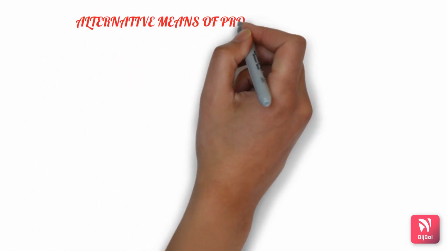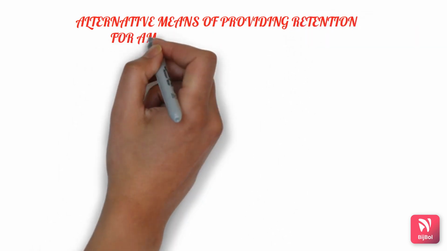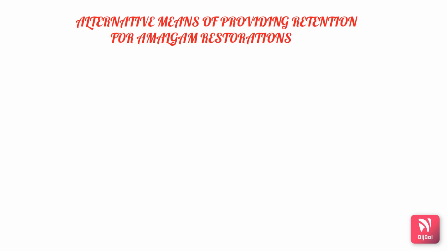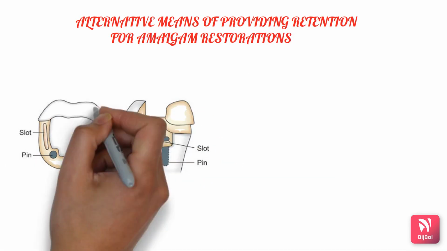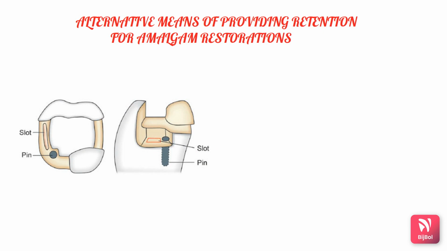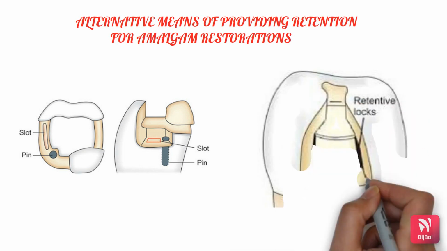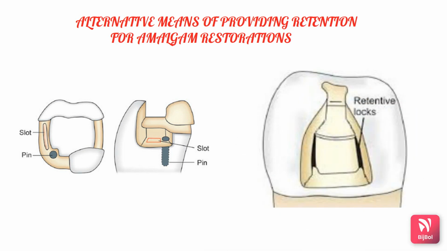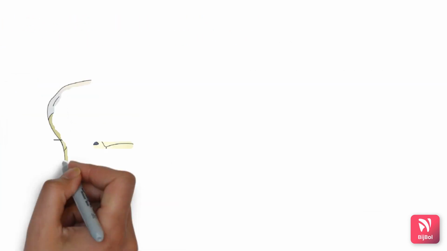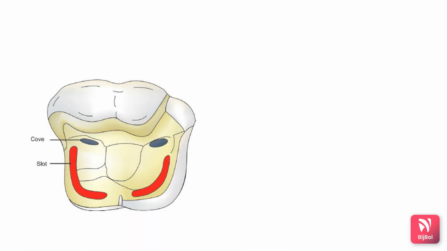Now we'll see the alternative means of providing retention for amalgam restorations. This helps in enhancing the retention of the amalgam. That includes slots, which are retention grooves in a horizontal plane placed along the gingival floor just beyond the DEJ. These slots are especially useful in the case of short teeth. Next are grooves. They are retention locks placed in the vertical plane, and they are utilized when sufficient crown height is present. And coves are the undercuts placed in the occlusal portion of complex amalgam restorations.